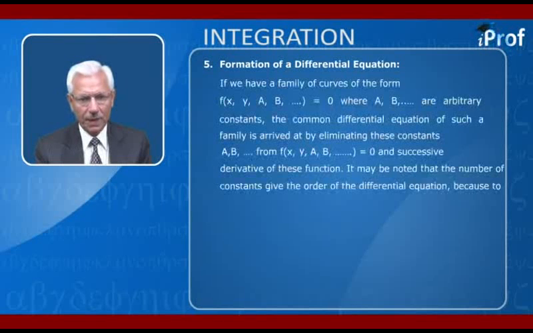If we have a family of curves of the form f(x, y, a, b, ...) = 0, where a and b, ... are arbitrary constants, the differential equation of such a family is arrived at by eliminating these constants a, b, ... from f(x, y, a, b, ...) = 0 and successive derivatives of this function.